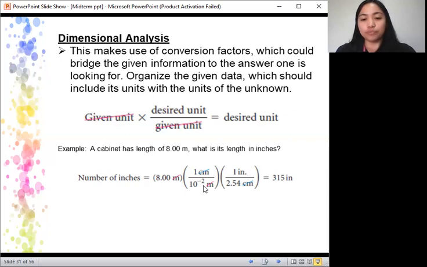Okay? So, 100 centimeter divided by 1 meter, tapos pila man ang conversion factor sa inches o sa centimeter. Kay imong desired man is inches. So you know that 1 inch is 2.54 centimeters. So you have to cancel, then you have your inches.